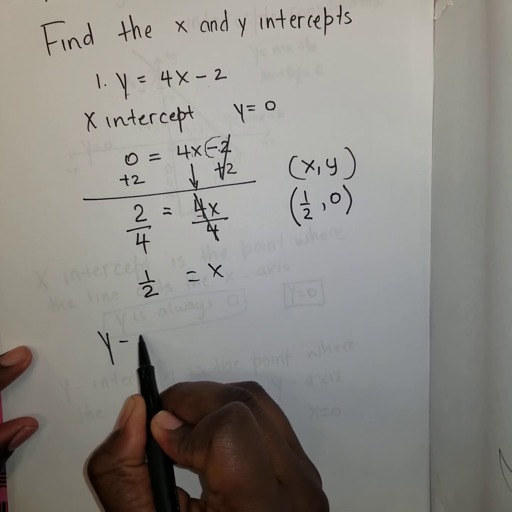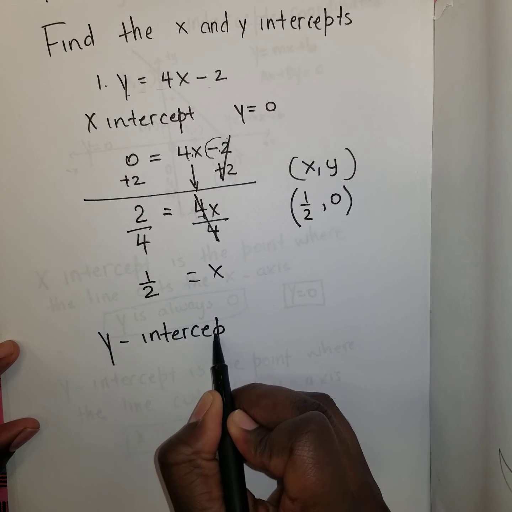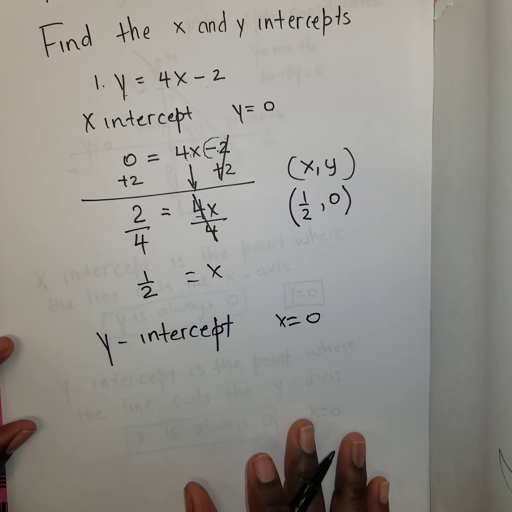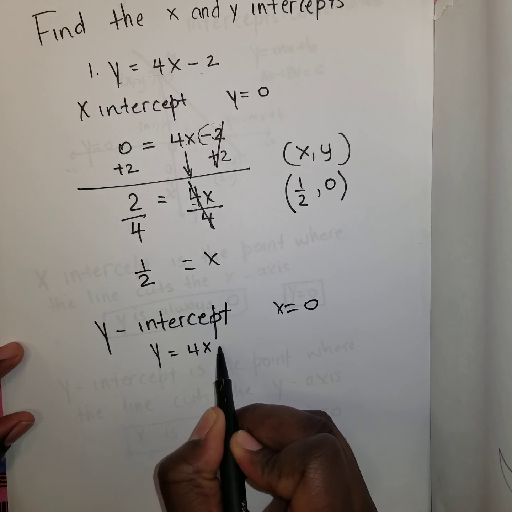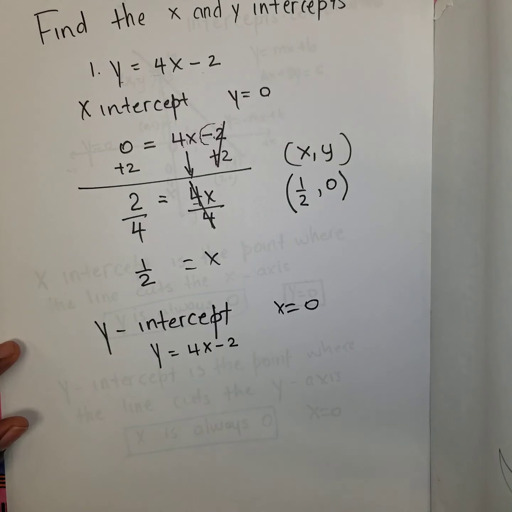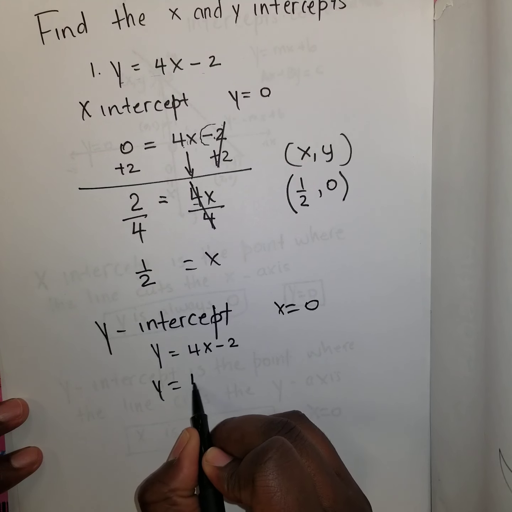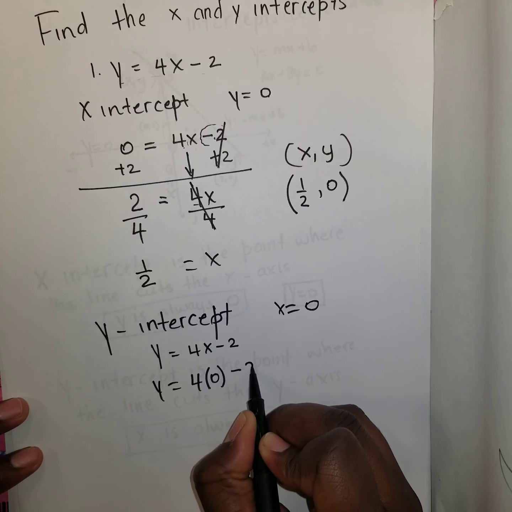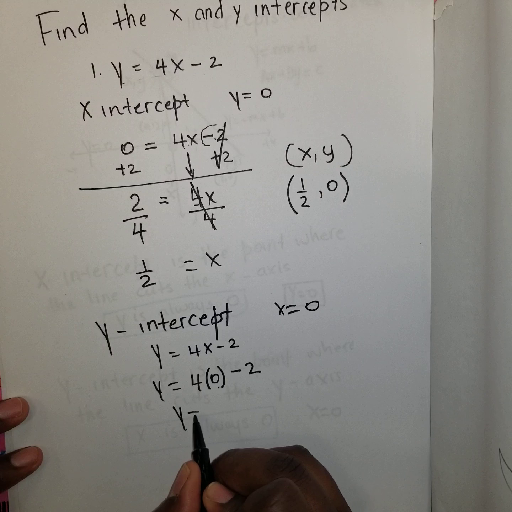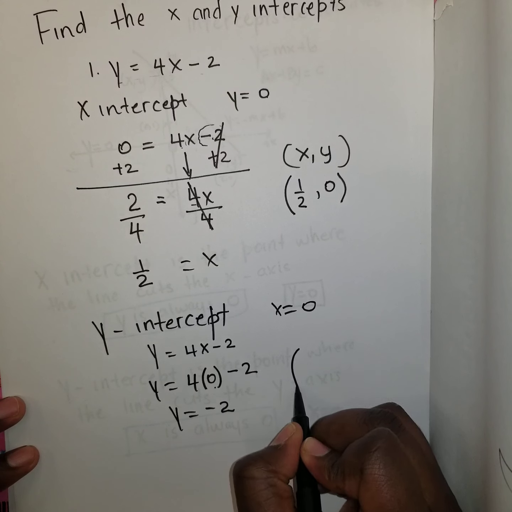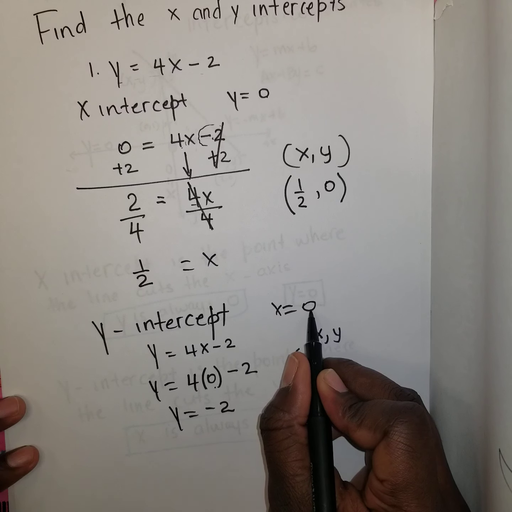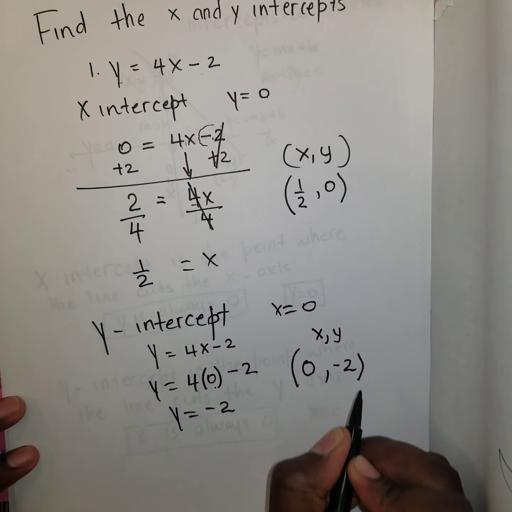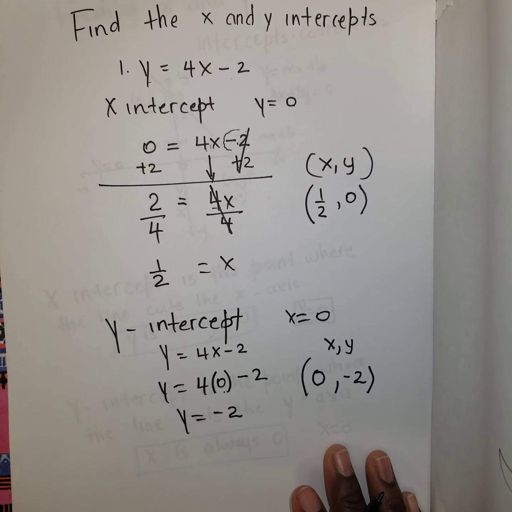Let's go for the y-intercept now. And so for the y-intercept, x is always equal to 0. We have to remember this, guys. So in the equation, I'm going to rewrite it here. In the equation given, where I see x, I'm going to put 0. So y is equal to 4 times 0 minus 2. 4 times 0 is 0, so y is equal to -2. So the coordinate, guys, remember, x value, y value, is going to be 0 for the x and -2 for the y. See, guys, it's very simple.